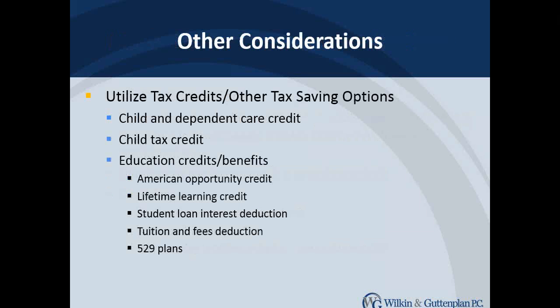So quickly, we're rounding the end of the individual tax side, and these are just some important credits or other tax-saving options that we wanted to highlight. We're not going to go into detail on any of these, but there's the child and dependent care credit; if you're out working, there may be a credit eligible to offset those costs. Child tax credit, this is just for having a child. There's a dollar value on a per-exemption basis. And then there's a bunch of education credits and benefits.